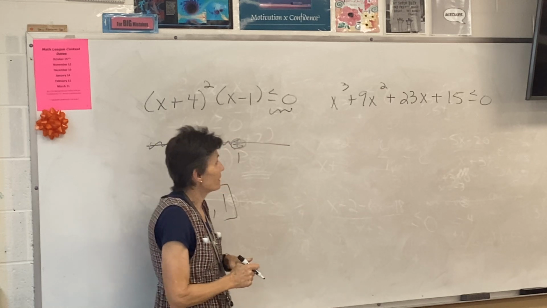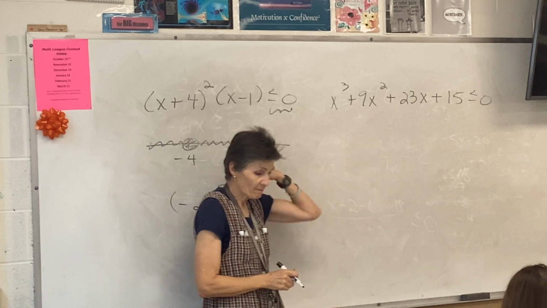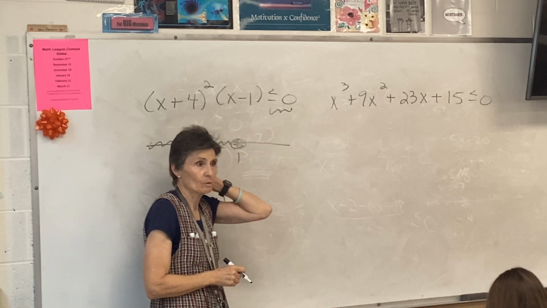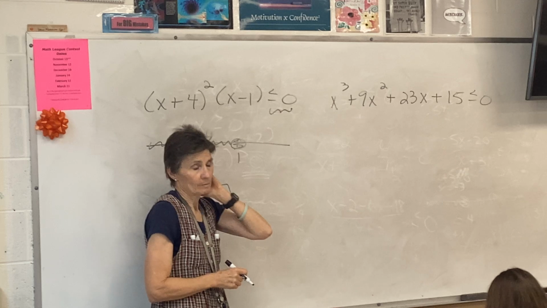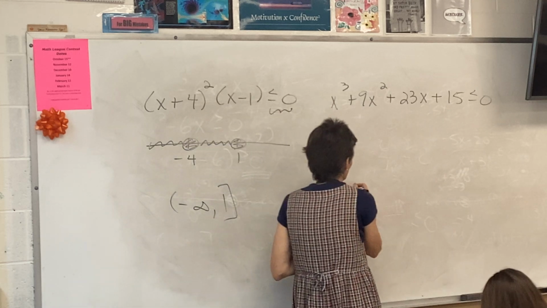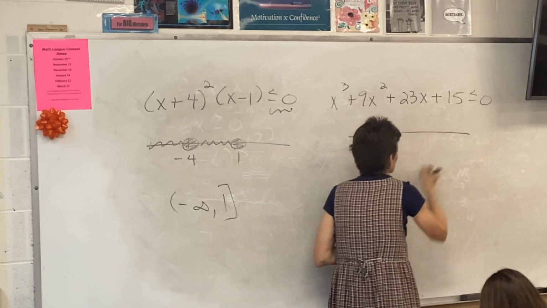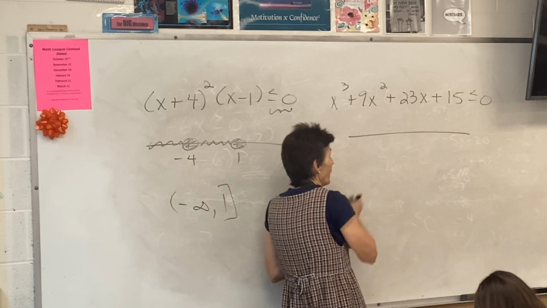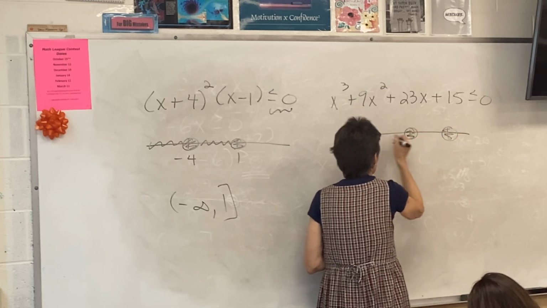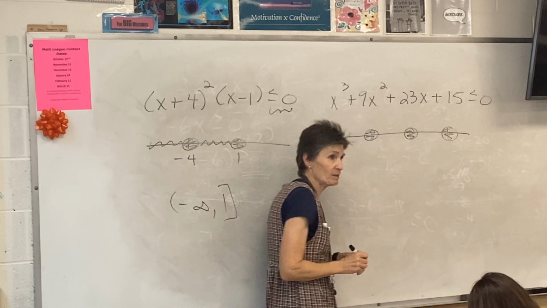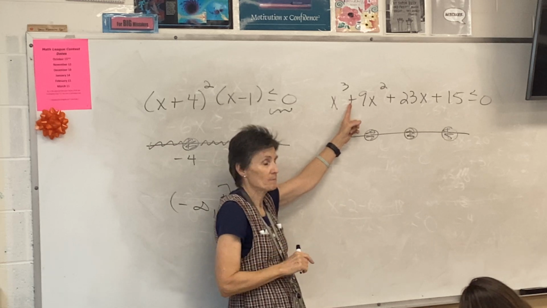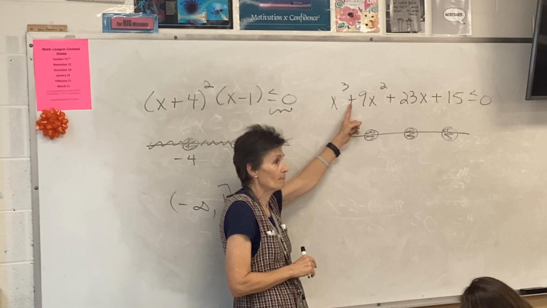Are you all right with me bringing my 15 over? Because I know I have to get it equal to 0. Okay? Now, I know I need a number line. I know I need dots on my number line. There'll be 3 of them probably, unless I have a square that pops up.